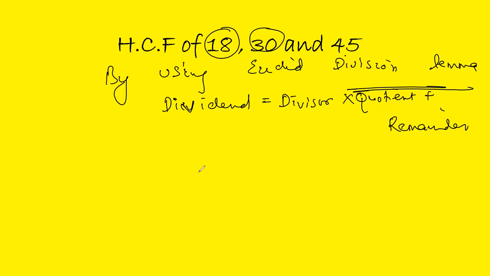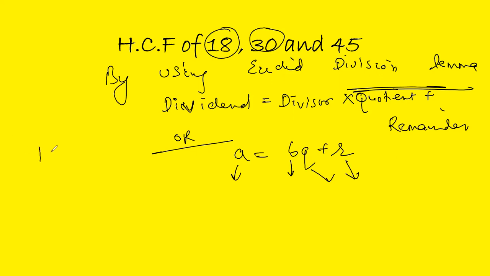So dividend is equal to divisor into quotient plus remainder, or in another form, A is equal to BQ plus R. You have learned this many times in the first chapter of class 10. It is the same thing: A is the dividend, B the divisor, Q the quotient, and R the remainder. Now, when we have chosen two numbers, 30 and 18 first, we have to apply this lemma using those two numbers.